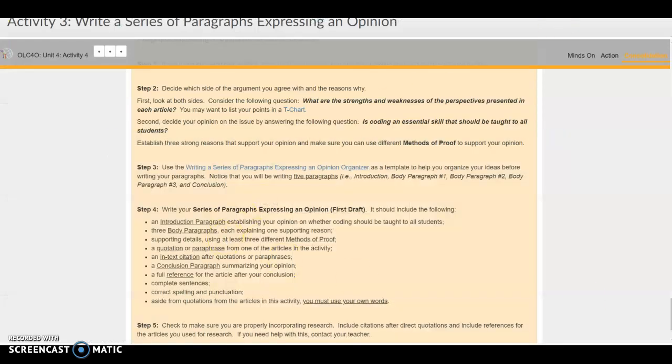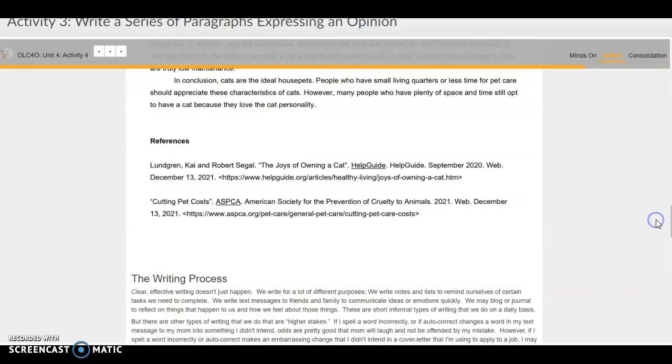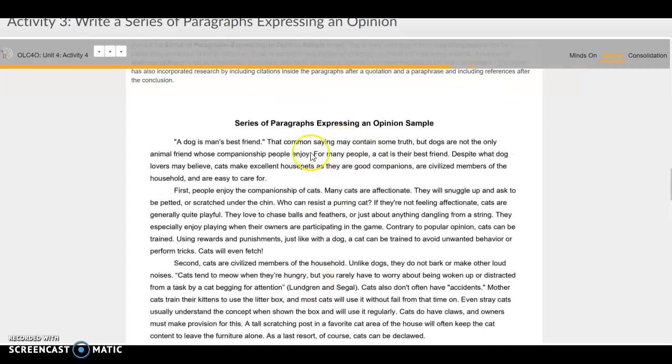Okay? Then what you're going to do is make sure when you write your first draft that you've included all of the mandatory parts: that you've got an introduction, body paragraphs, that you've used methods of proof, that you've included a quotation or paraphrase, that you've put a citation after your quotation or paraphrase, that you've got a conclusion paragraph and a full reference. So you're going to make sure that you've done all of these things in your series of paragraphs. And that series of paragraphs, again, should look like this sample right here. Once you've done that, you're going to submit your first draft to me and I'll provide feedback.